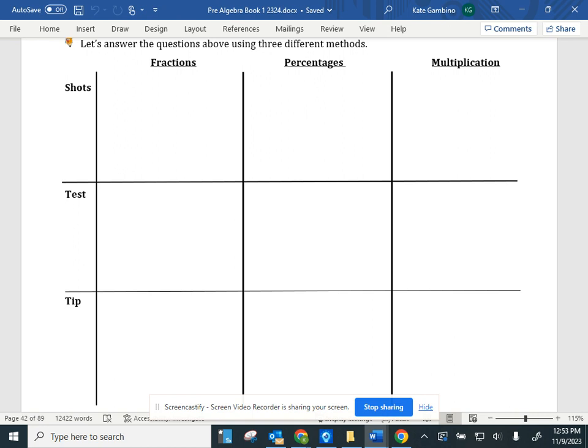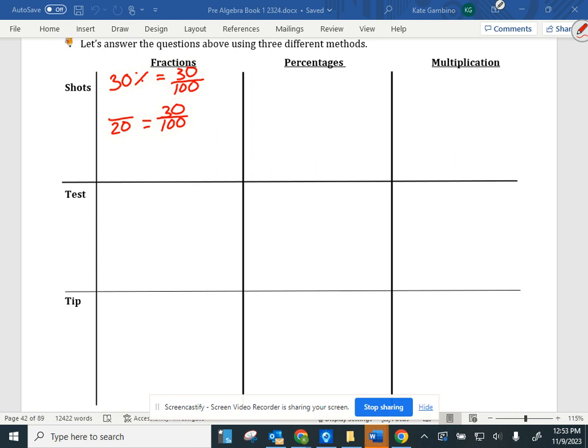Let's look at our shot question. She took 20 shots and made 30% of them. How many shots did she make? So she made 30%. What does 30% equal? What fraction? 30 over 100. So we know that she made 30 over 100 of her shots. How many shots total were there? 20 shots. She made 30%, 30 over 100.